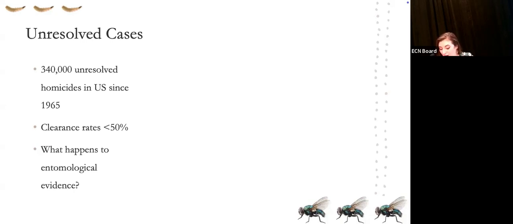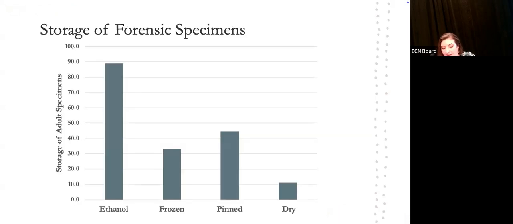So I asked, how are you storing your forensic specimens? And I found that about 90% said ethanol. Okay, so they're storing in ethanol. We had a range of different percentages of ethanol. I heard anything from 75% all the way up to 95% ethanol. Some people are storing all of their specimens in ethanol, whether it's maggots or adults, flies and beetles.